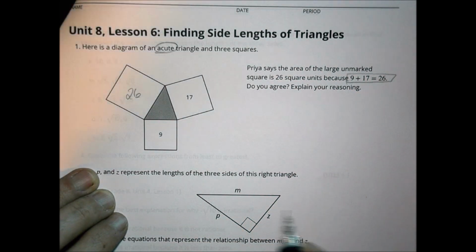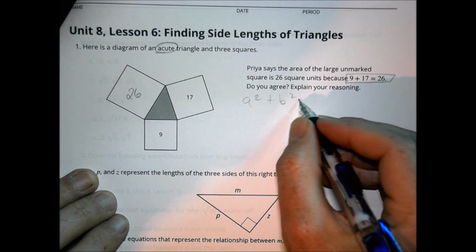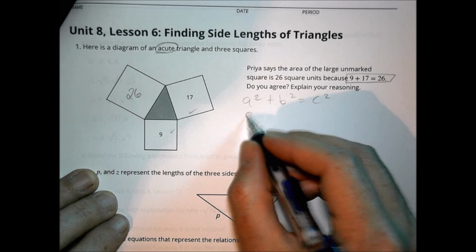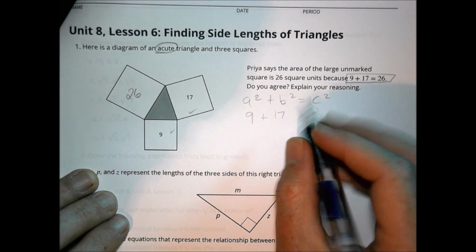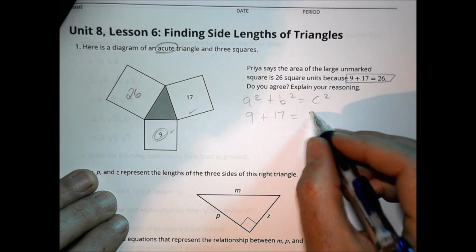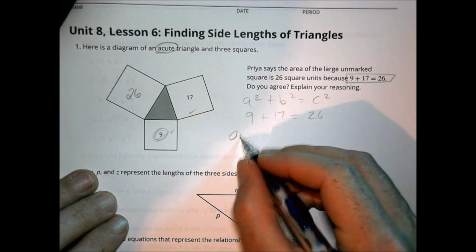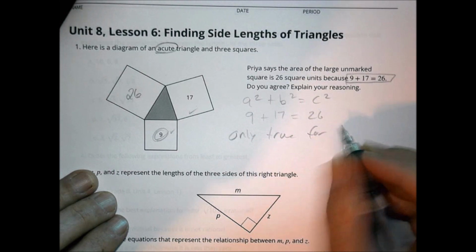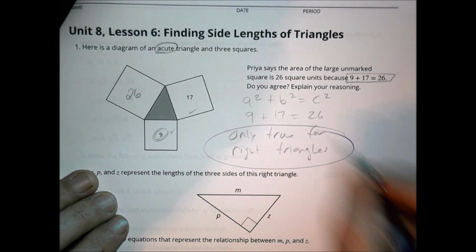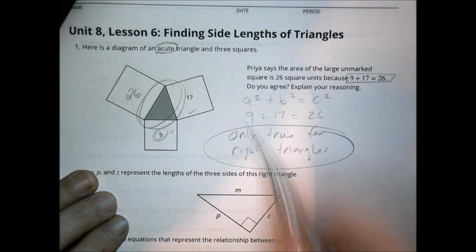So what Priya is saying is, well, we know that a squared plus b squared equals c squared. So if these are the two smaller ones, and the square here is 9, and the square here is 17, notice I don't have to do any more. The square means that area. The sum, 9 plus 17, is 26. While that might be true, there's one key thing that Priya forgot. This is only true for what? Only true for right triangles. So, do we agree with her? No, we don't agree, because this is not a right triangle, and so it cannot be right.